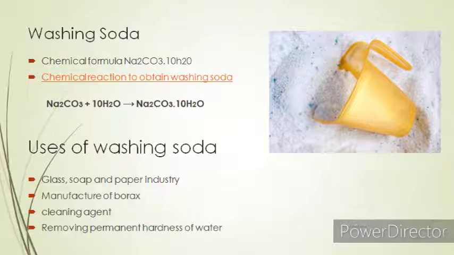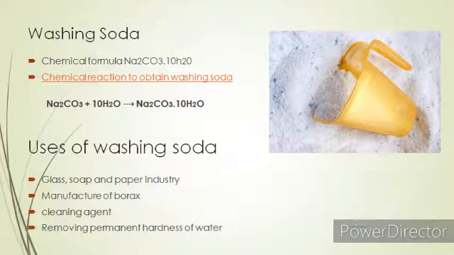Washing soda. Washing soda is yet another chemical which is obtained from sodium chloride. It has a chemical formula Na2CO3.10H2O. Now, the reaction to obtain washing soda is as follows. It is Na2CO3, that is sodium carbonate, plus water will give Na2CO3.10H2O. Now, the 10H2O means that it is the water of crystallization, which we will study about when we come to the copper sulfate topic.